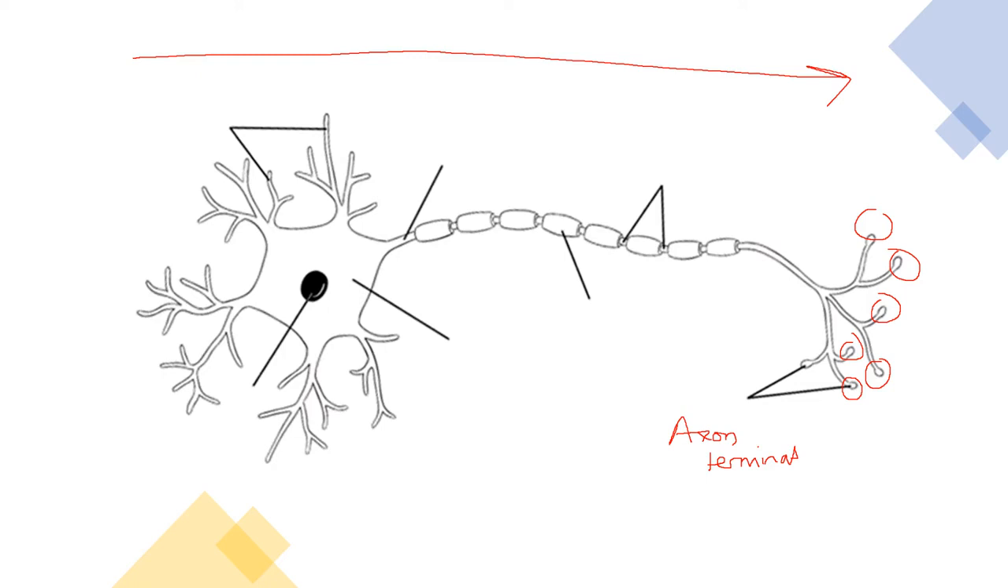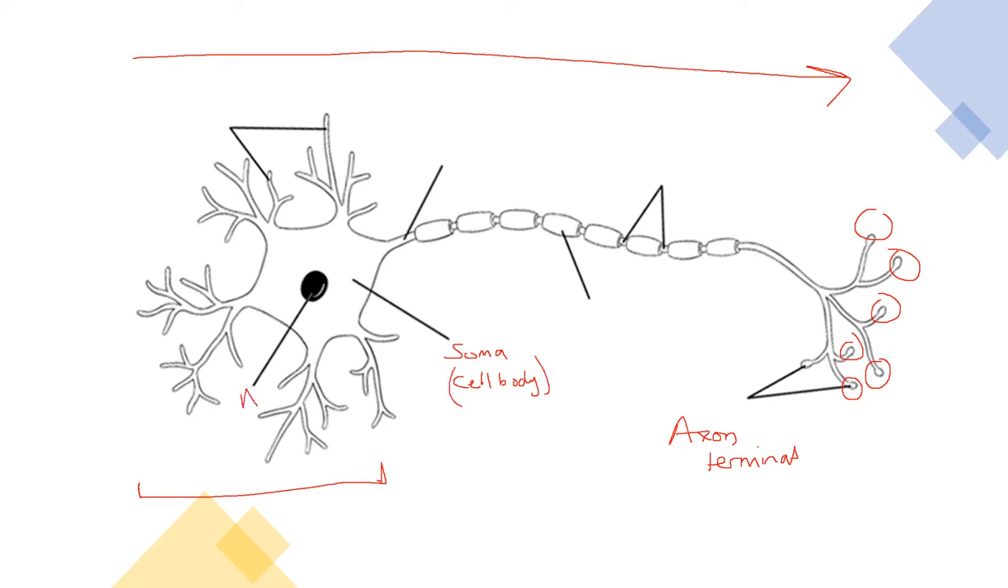Now I'm going to flip to the other side and tell you about this section here, and that's where the impulse starts. So this whole spiky tree-looking head of it is called the soma, and sometimes called the cell body, but the technical term is the soma. That's the sort of head bit.